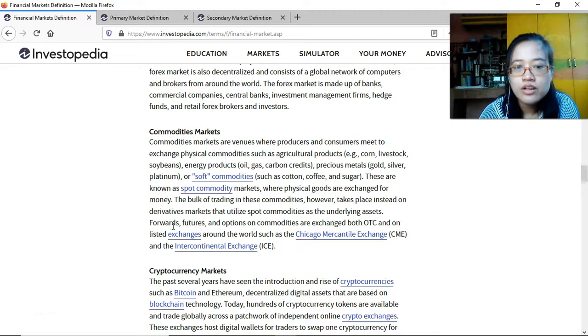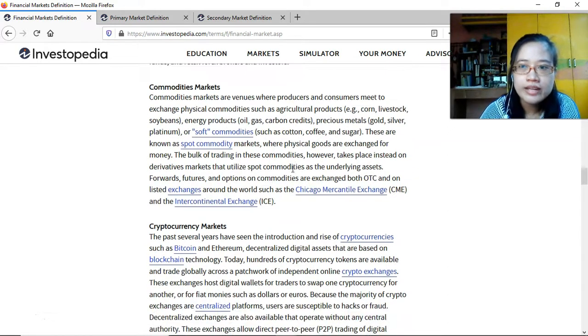Okay. Forwards, futures, and options on commodities are exchanged both OTC and on listed exchanges around the world, such as CME and ICE. So in our example earlier, the commodity there is the machinery, but it's been used for a derivative contract. So here commodities would refer to the actual product, but they can be sold, or they can be traded through other markets, like the derivative market.